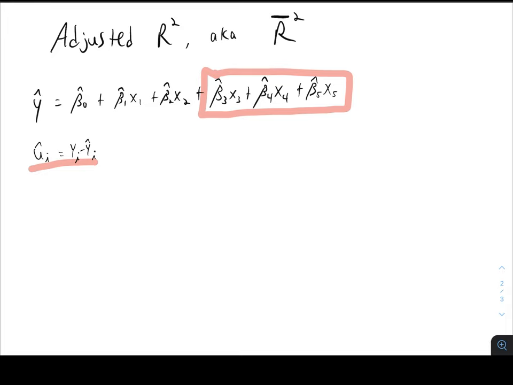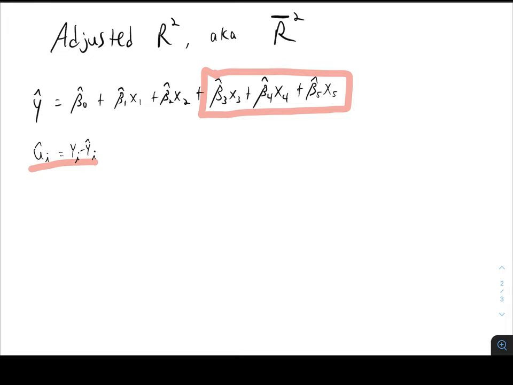You see, everything that right now is explained by the beta 3 hat times x3 plus beta 4 hat times x4 plus beta 5 hat times x5, that used to be part of the error term if you only had x1 and x2. So some of that error is being explained away. The sum of squared residuals will fall. The explained sum of squares will increase. The r squared will go up.